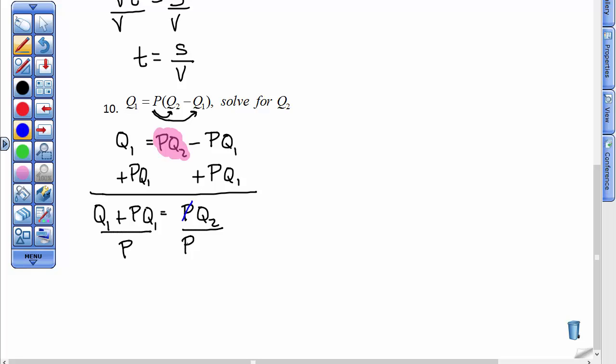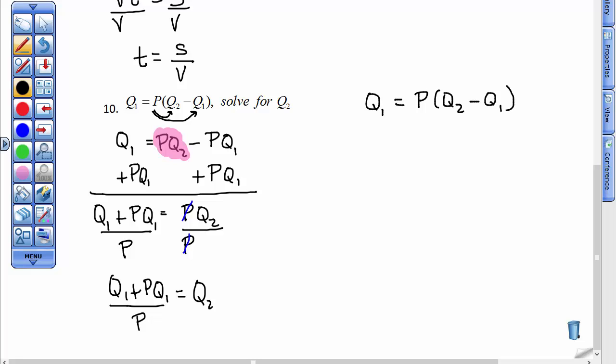I have rearranged the formula, and I have Q sub 2 equals Q sub 1 plus P Q sub 1 over P. Now, I want to show you something else with this problem. So q sub 1 equals p times q sub 2 minus q sub 1. Some of you might not have liked my approach, and that's good. There's all kinds of approaches often. And see this p times what's in the parentheses?